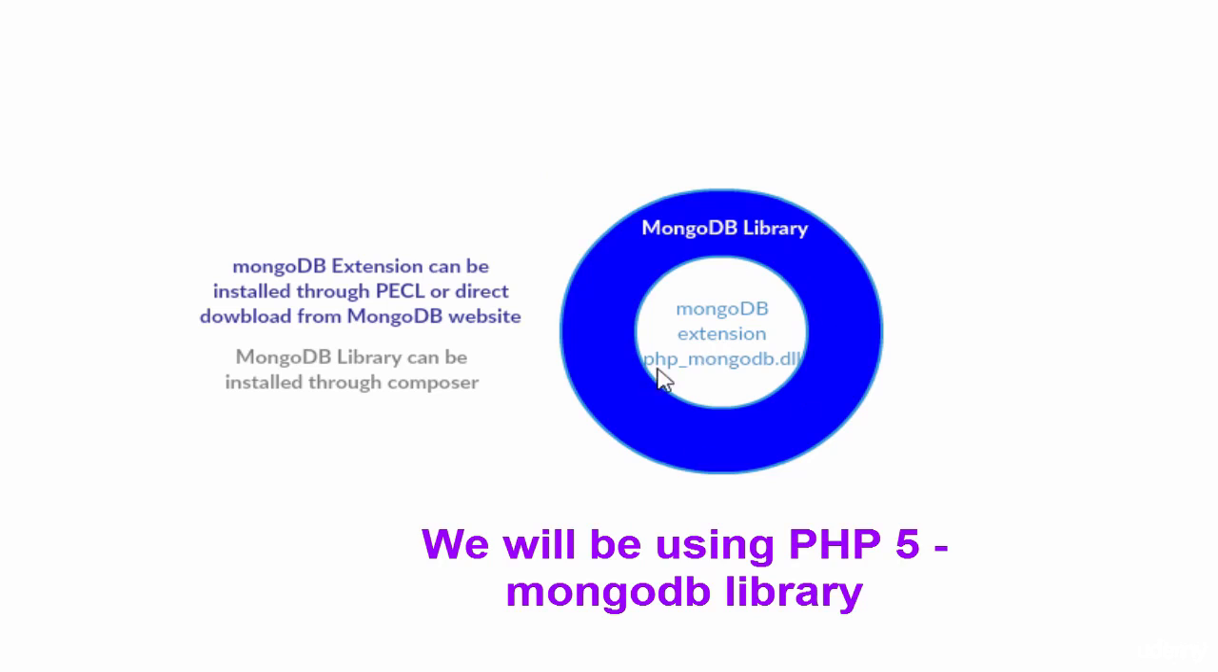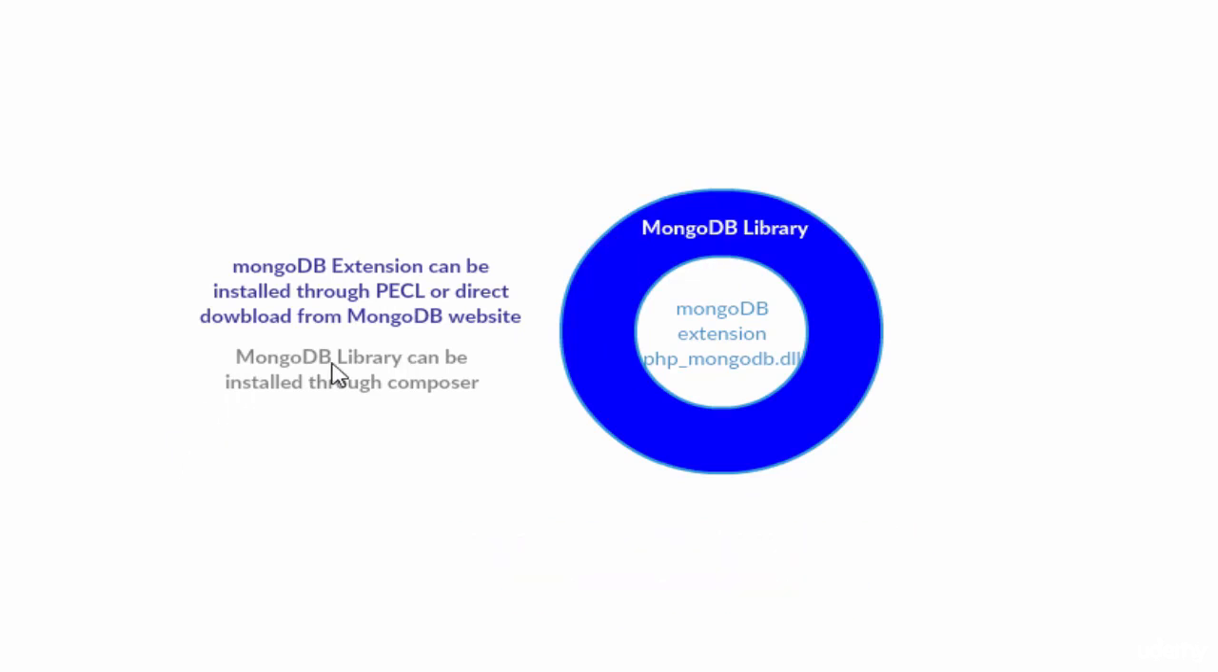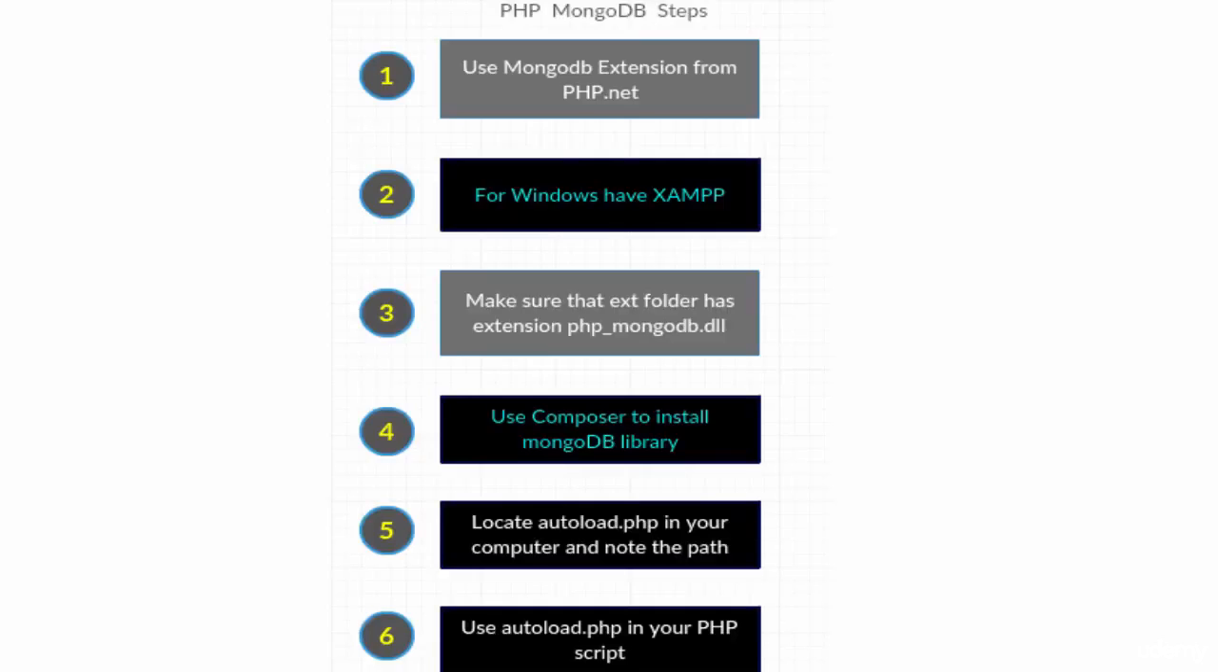So we'll be using the latest one, that is the MongoDB extension, PHP MongoDB.dll. In addition to that, we'll be using a MongoDB library to make our work easier. The MongoDB library is a higher level of abstraction over this MongoDB extension. So you need to install these two things in your system. For the installation, you need to use PECL or direct download from the PHP.NET website. And for the MongoDB library, we'll be using Composer. It's very easy. We'll be seeing more about the installation process in our demonstration.